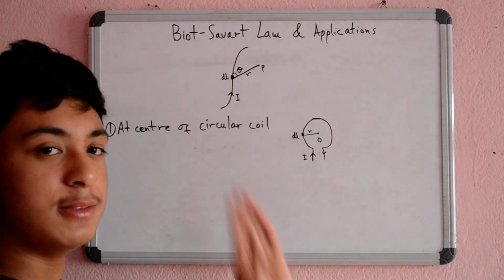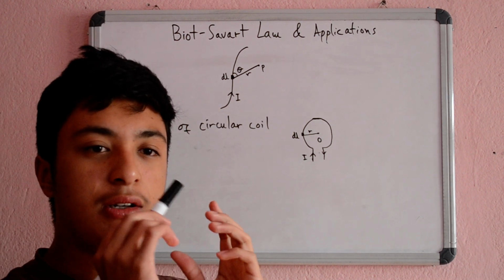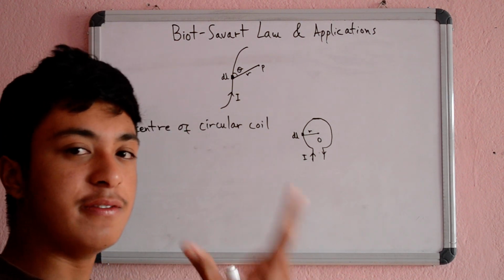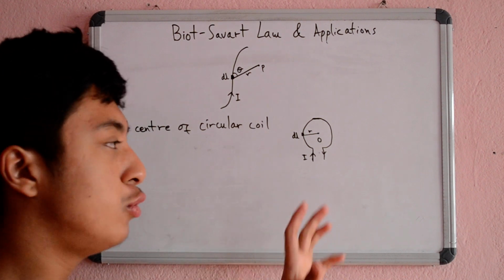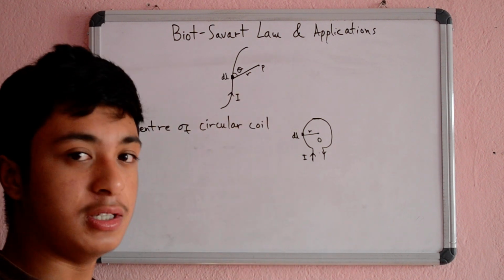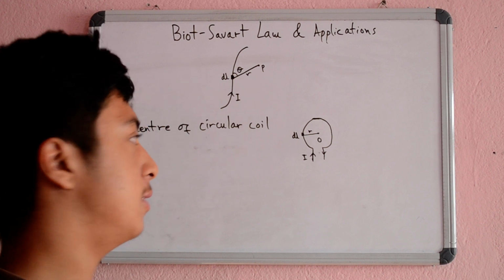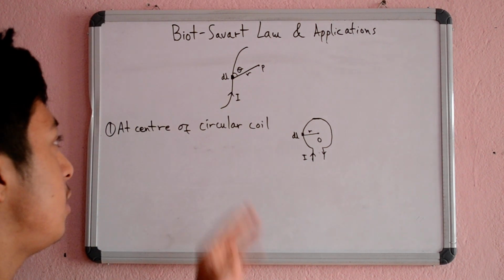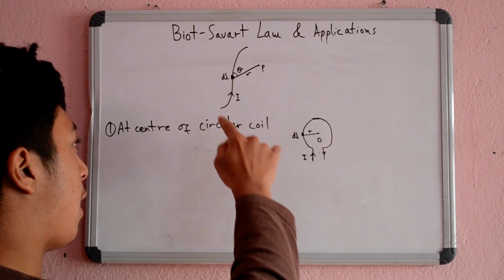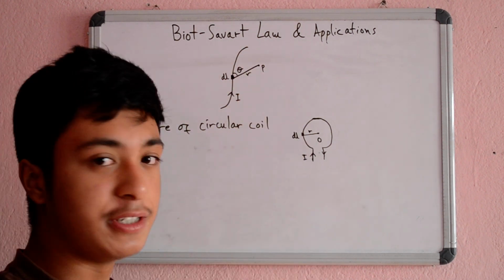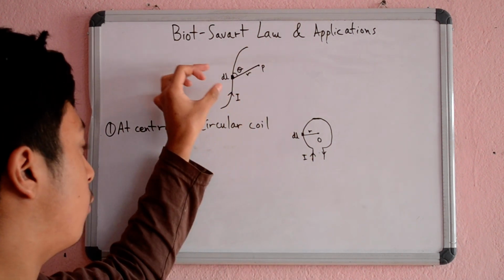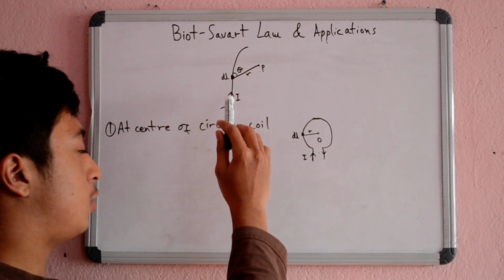Now first, what is Biot-Savart Law? Well, it is a law that gives a quantitative measurement of magnetic field due to a current element. Now again, what is a current element? Well, here if you see this figure, you have this shape right here which is difficult to calculate the magnetic field for, and here current is passed through it.